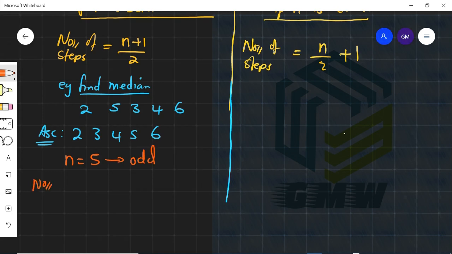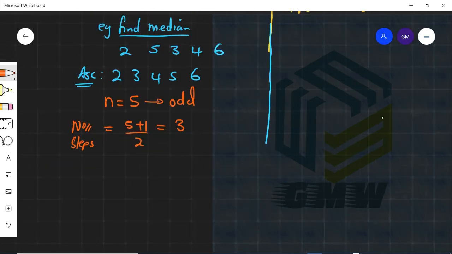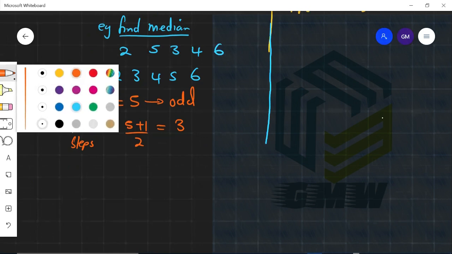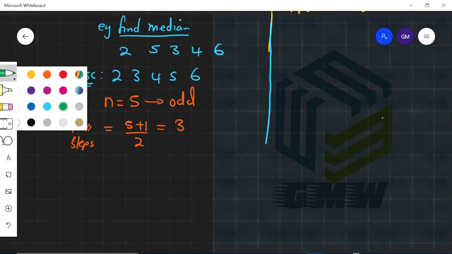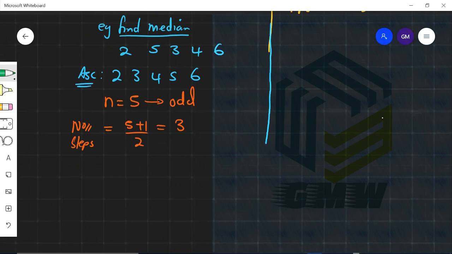So to know the number of steps, we now do 5 plus 1 divided by 2. What do you get? 3, right? So 3 is not our answer, okay? It is the number of steps that we are counting from the left and from the right.